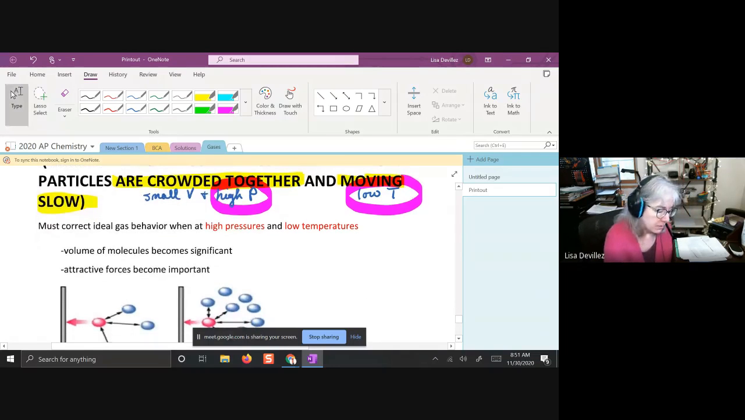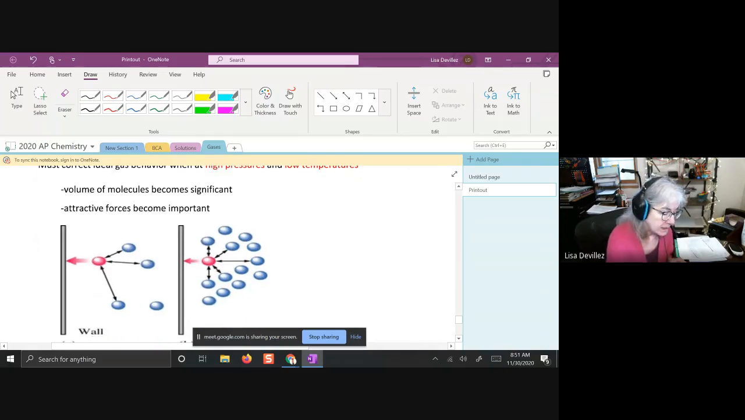Well, high pressure correlates to small volume. And so what that means is now the volume of the gas molecule does become important, because relative to the container it's in, it has a significant value. That's the key thing about high pressure. High pressures are achieved with small volumes, and so the volume of the actual gas particles becomes significant.